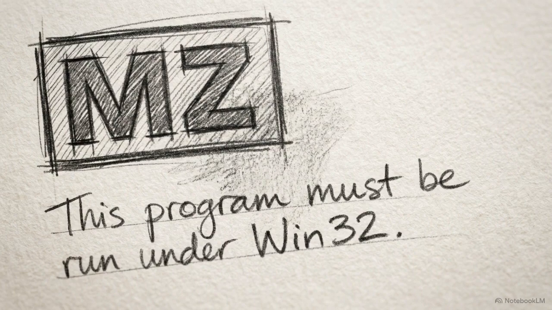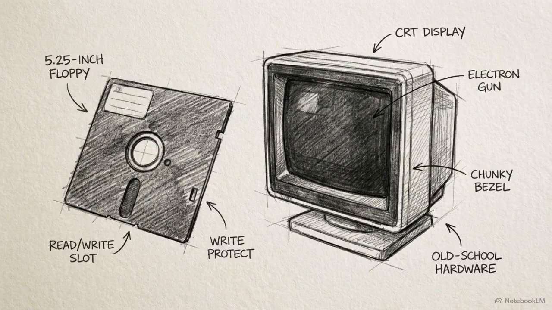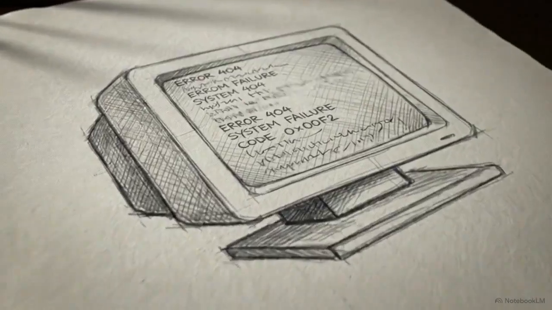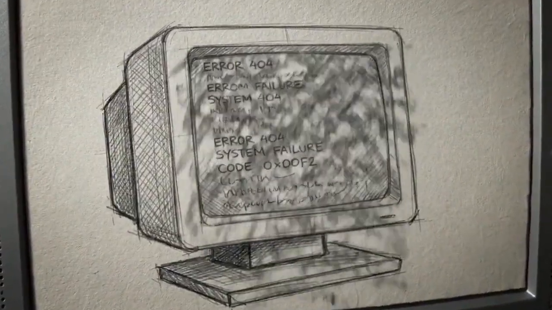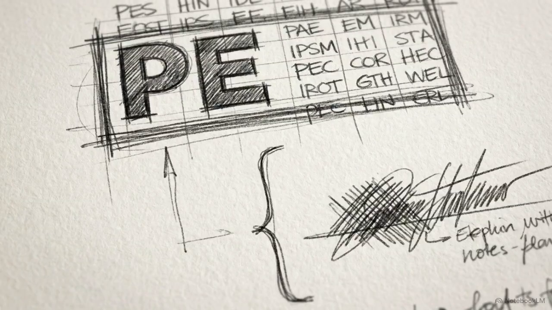Following the MZ signature is a plain text DOS stub. This program must be run under Win32. This stub is a historical artifact from early computing. It exists solely to ensure backwards compatibility, preventing the file from crashing on an obsolete DOS system. Modern execution begins at the PE signature, which marks the start of the file's actual headers.